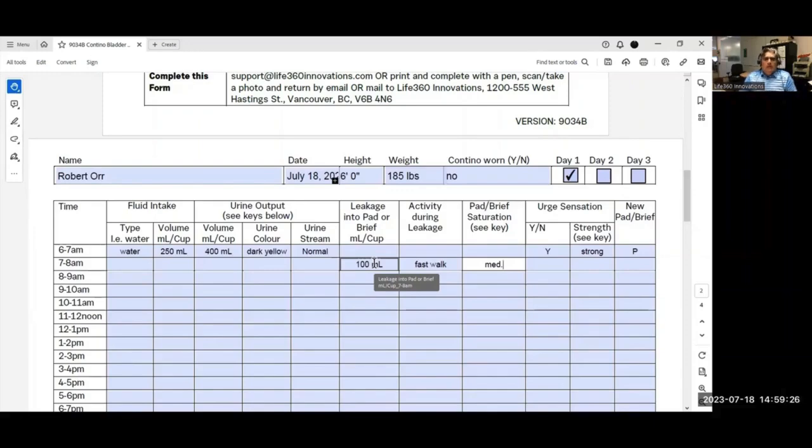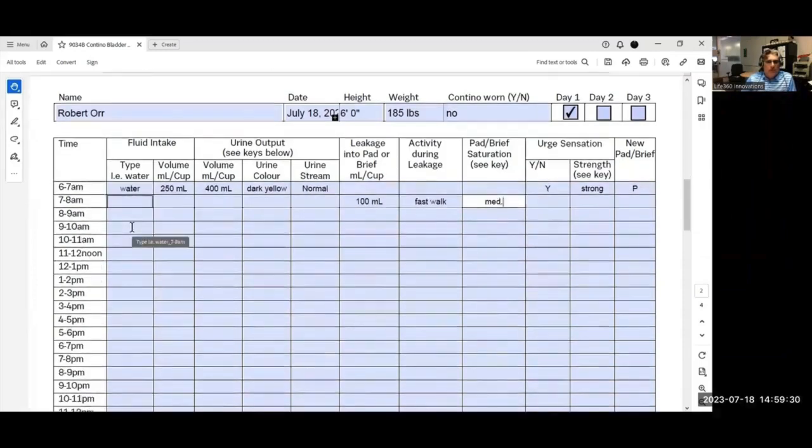So anyways, as we go through the course of the day, I will continue to record that type of information. Let's say when I'm back from my walk, I have a nice coffee. I actually have 2 coffees. So I'm going to put 500 ml in there. And I didn't have to go to the bathroom, and I didn't have a leak. So I'm just going to leave the rest blank. And then, I've had now 250 and 500. I've emptied 400 really from the night before.